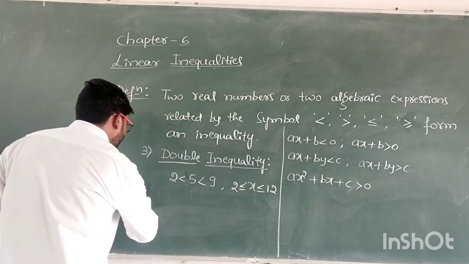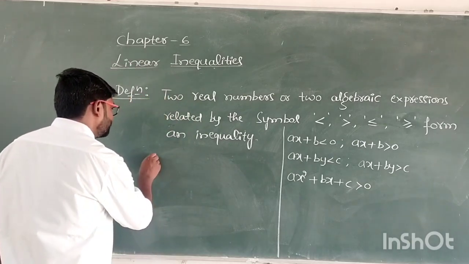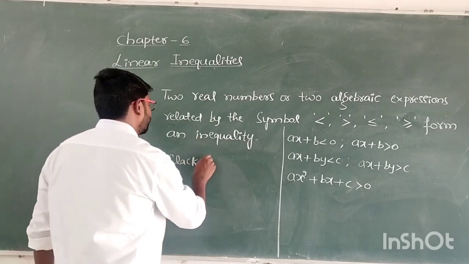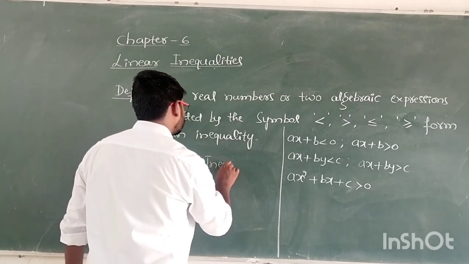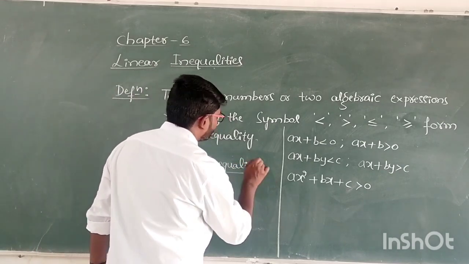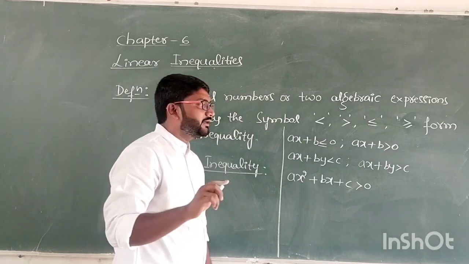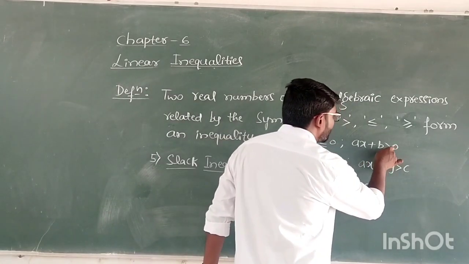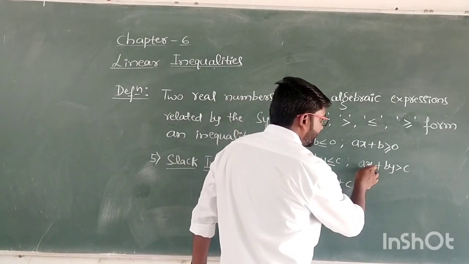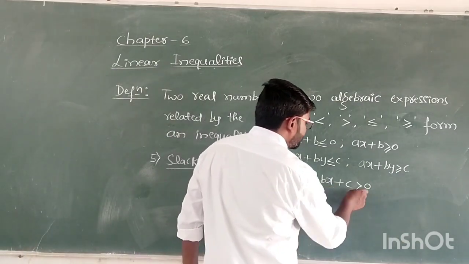The last one, it is the fifth one: slack inequality. The examples for slack inequalities are ax plus b less than or equal to 0 and ax plus b greater than or equal to 0, and then ax plus by less than or equal to c and ax plus by greater than or equal to c, and the last one ax square plus bx plus c greater than or equal to 0.